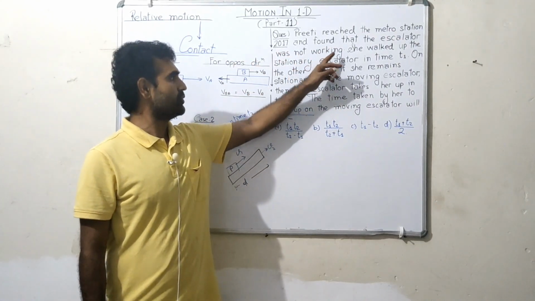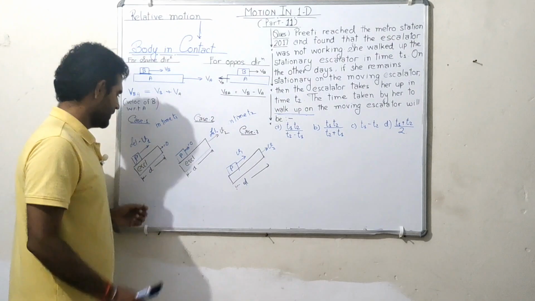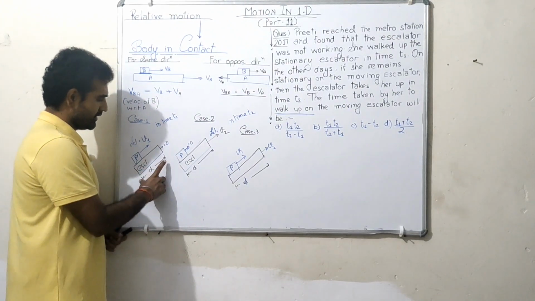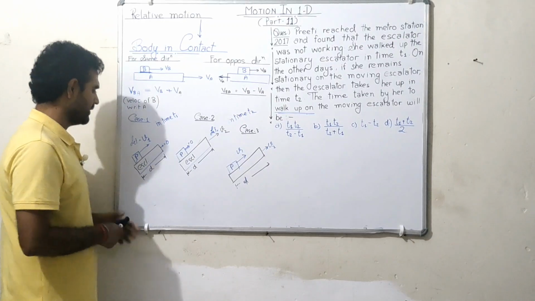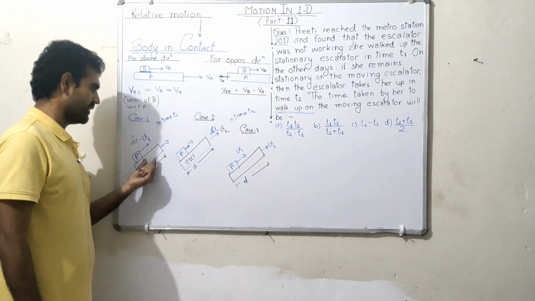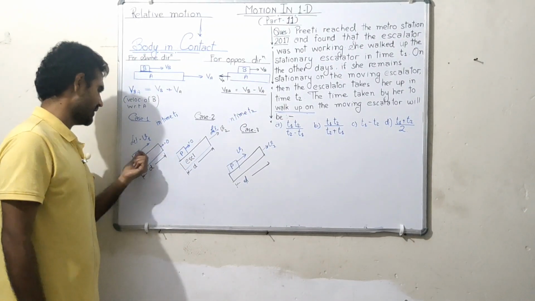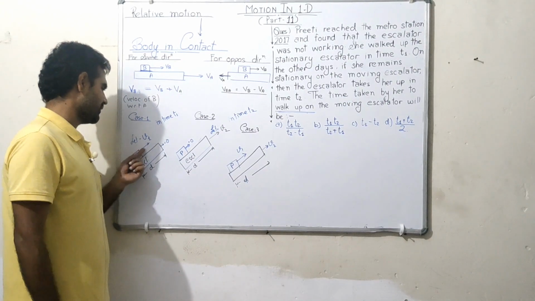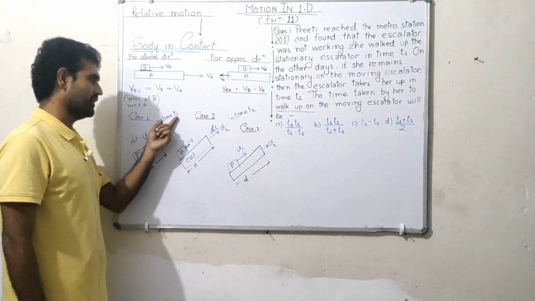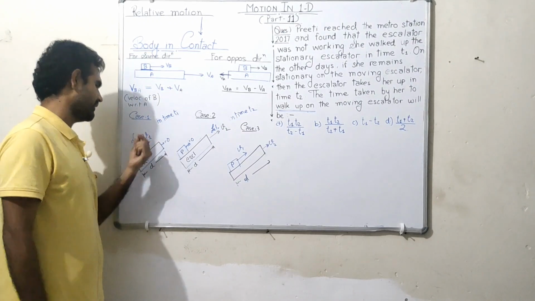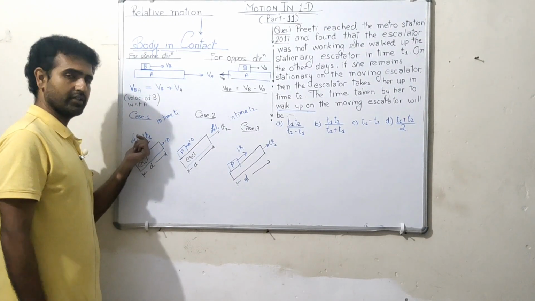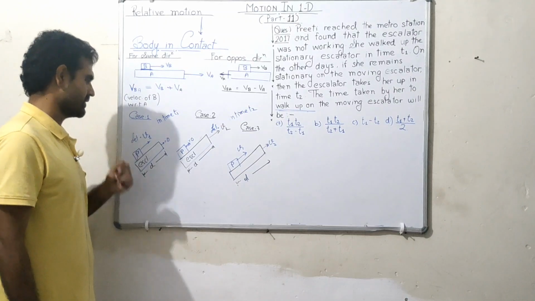Just see, there are two cases. The first case is, let us say this is an escalator of length d. This is Preeti standing over the escalator. In case number 1, it says that escalator velocity is 0. It is stationary, and Preeti is moving with a certain velocity in time t1. She covers the distance d in time t1. Let the velocity of Preeti be v1 in this case.